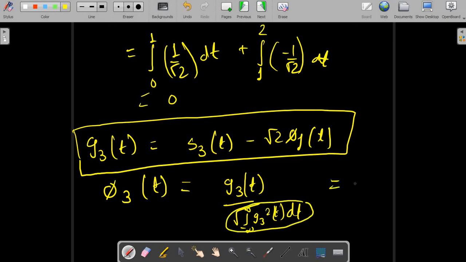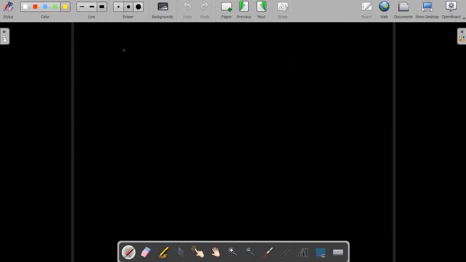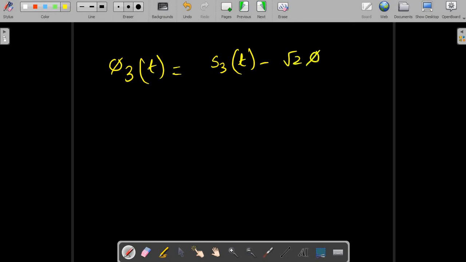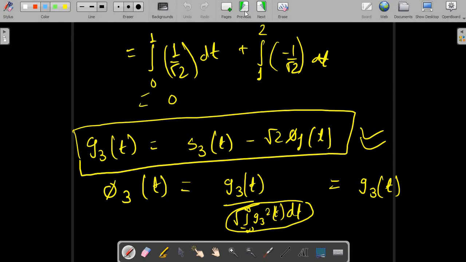So phi 3(t) is also equal to G3 of t, right? And G3 of t is nothing but this. So just let me put all the things together. Phi 3 of t is nothing but G3 of t, and G3 of t is nothing but S3 of t minus root 2 times phi 1(t). So we have phi 1(t), phi 2(t) and phi 3(t), all three equations now. Right? So let us just put them in the box and name them.